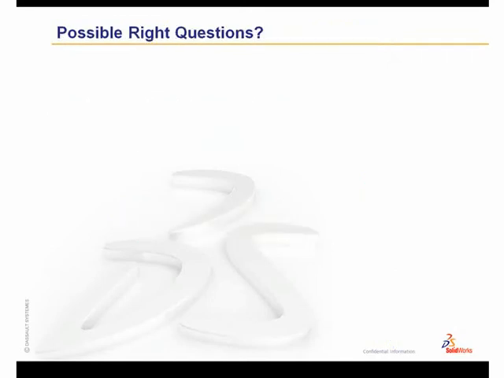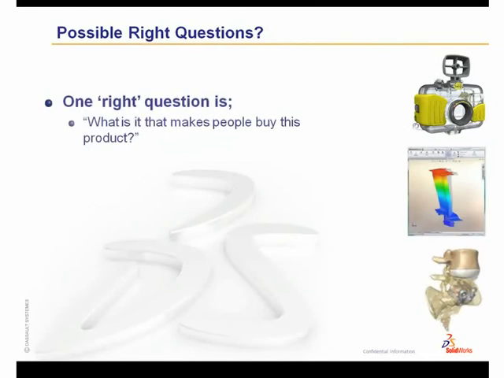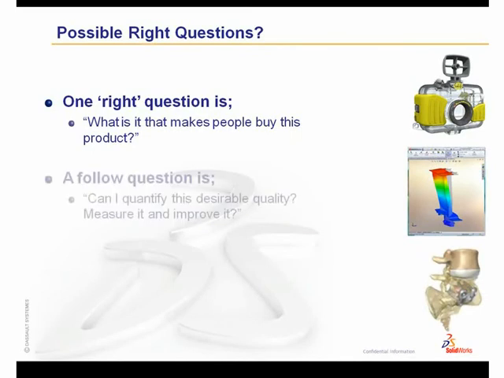So what might be the right question to ask of any product? An obvious question to ask is possibly, why do people buy this product? The secondary question to this is very important. And again, if you can decide why people buy your product, can you then quantify this desirable quantity? Okay, can you measure it? Can you improve it? Because obviously if you can improve it, it then makes your product more desirable to the paying public and you're going to sell more product.